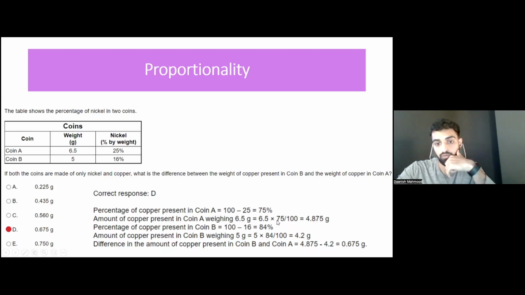Doing this, timesing by 75 and dividing by 100, this is 2. I know it sounds very silly, but it literally makes a difference. Those 3 or 4 seconds that you save by not typing divide by 100, just simply timesing by 0.75, will save you time.